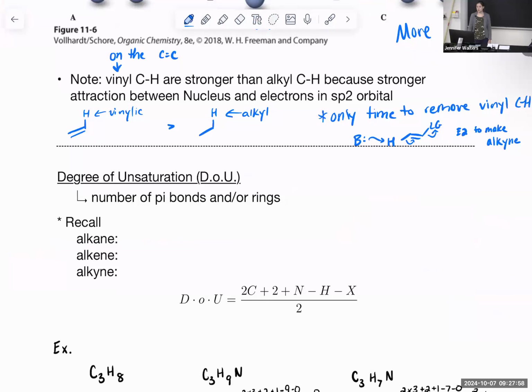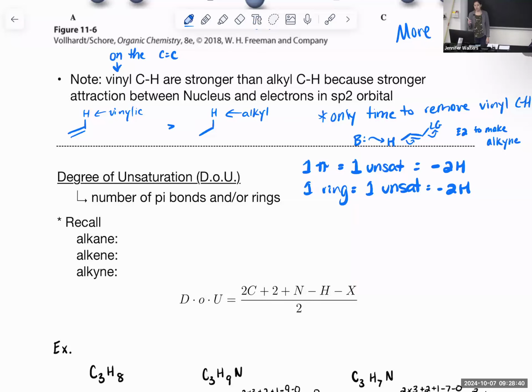Another property associated with our pi bonds is degree of unsaturation. So our degree of unsaturation tells us how many pi bonds or rings there are. So each pi bond or ring equals one unsaturation. So one pi bond is one unsaturation. One ring is also one unsaturation. Each unsaturation represents the loss of two hydrogens.